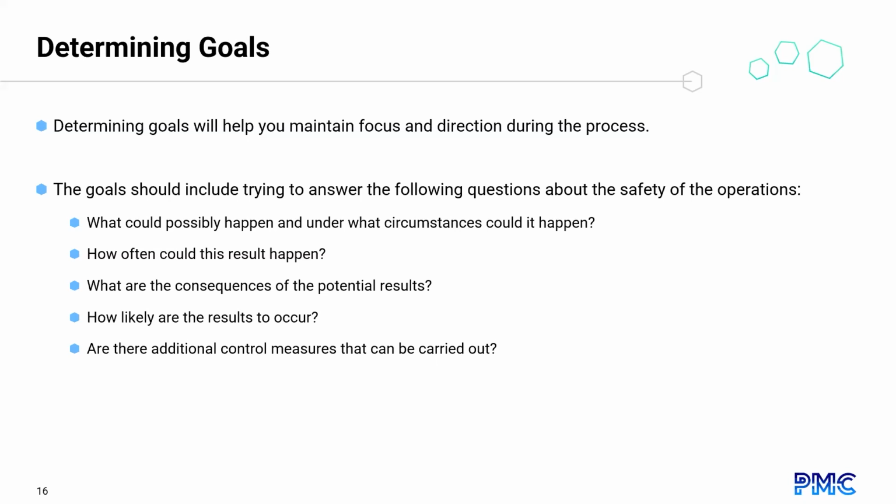What could happen, and under what circumstances could it happen? How often does this happen? What are the consequences of the results? How likely are the results to occur? Are there any additional control measures that can be taken? By answering these questions in a risk analysis, you can identify which are the most significant risks for the operators and reduce those hazards.